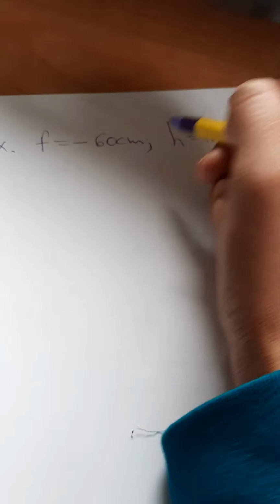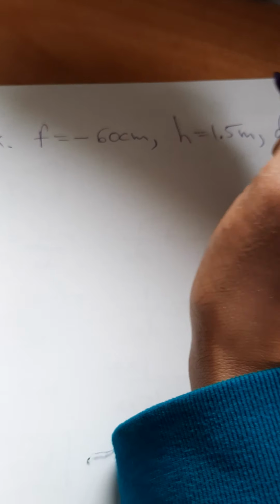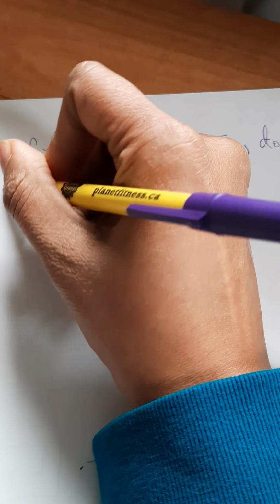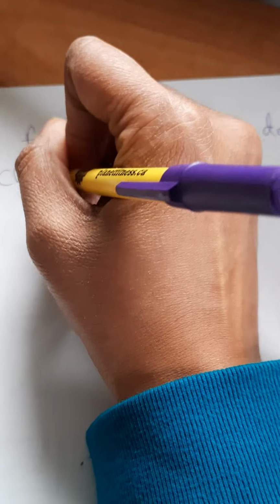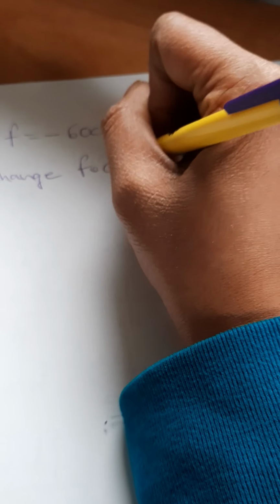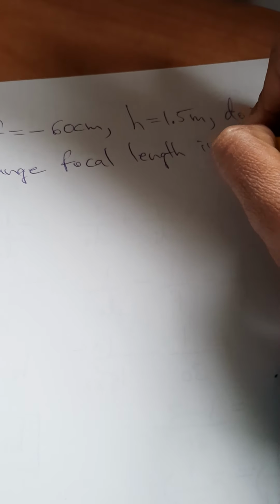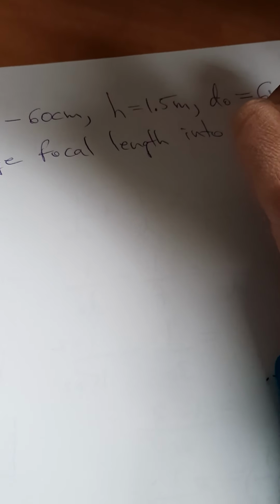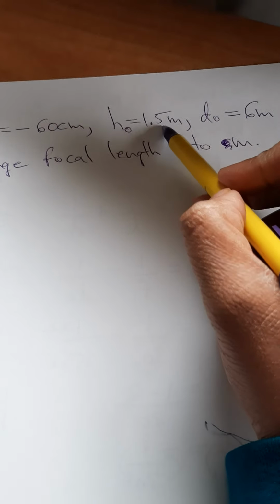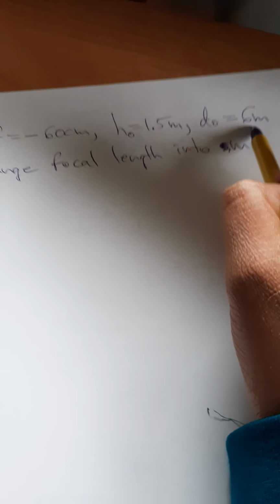Okay, so first what we're going to do is, you do notice here I have the focal length. I'm going to change the focal length into centimeters. Oh, wait, let's change it back into meters, okay? And the reason is because the height of the object, let's put HO, is 1.5 meters, and the distance of the object is also in meters here, okay?